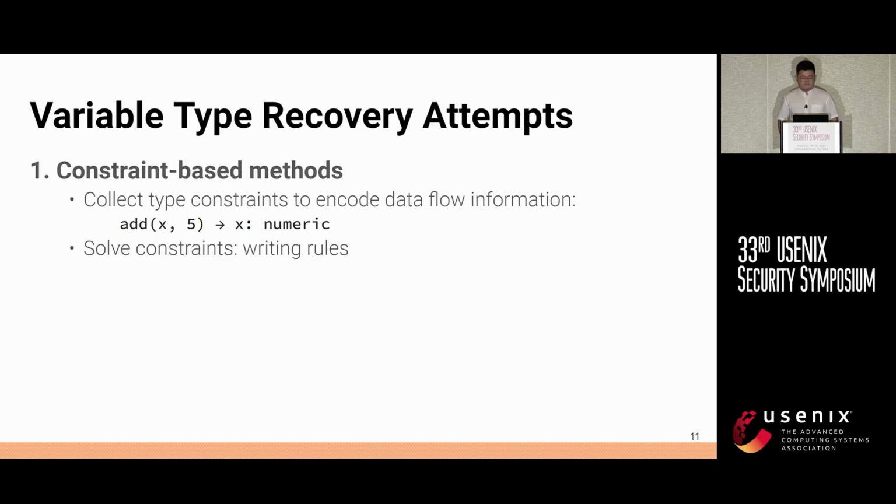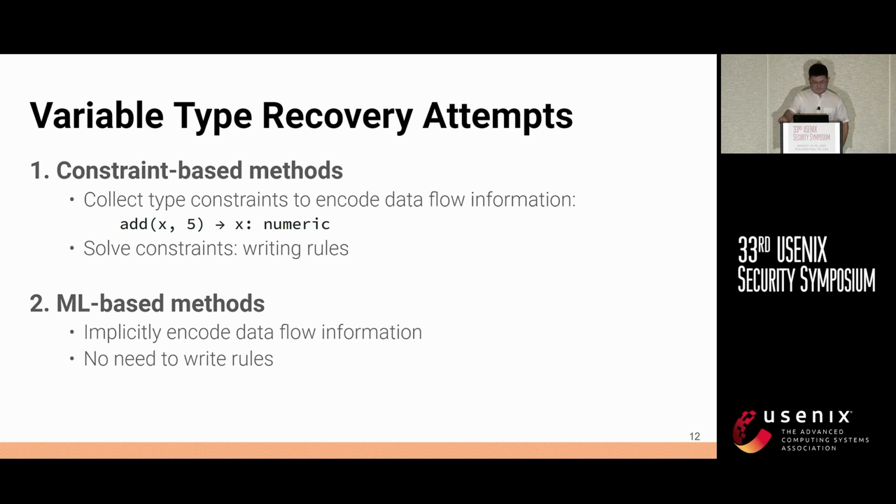There are several attempts that people have made to solve this problem. The first one is the constraint-based method. This method involves collecting type constraints to encode data flow information. For example, here, if a variable x is added by some constant, then the variable belongs to some numeric values. After collecting all the constraints, we need to write rules to solve them. This step usually takes a really long time.